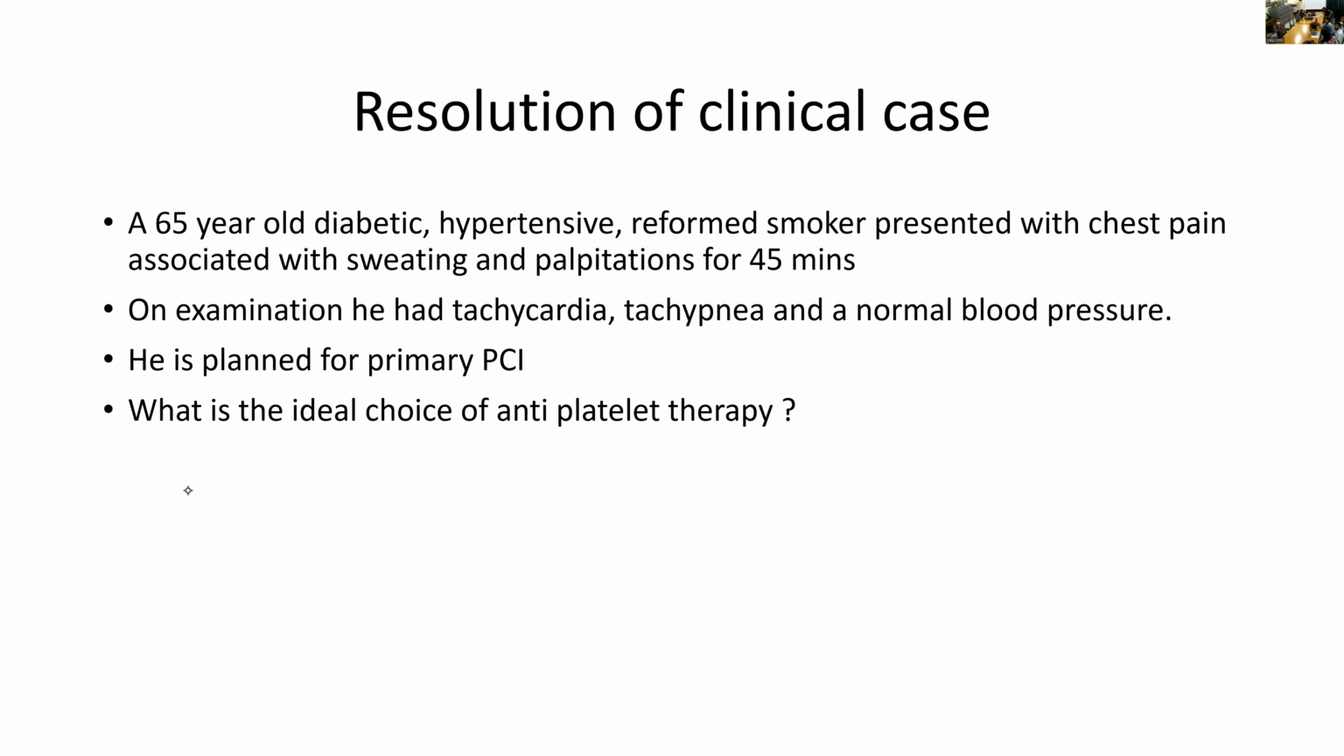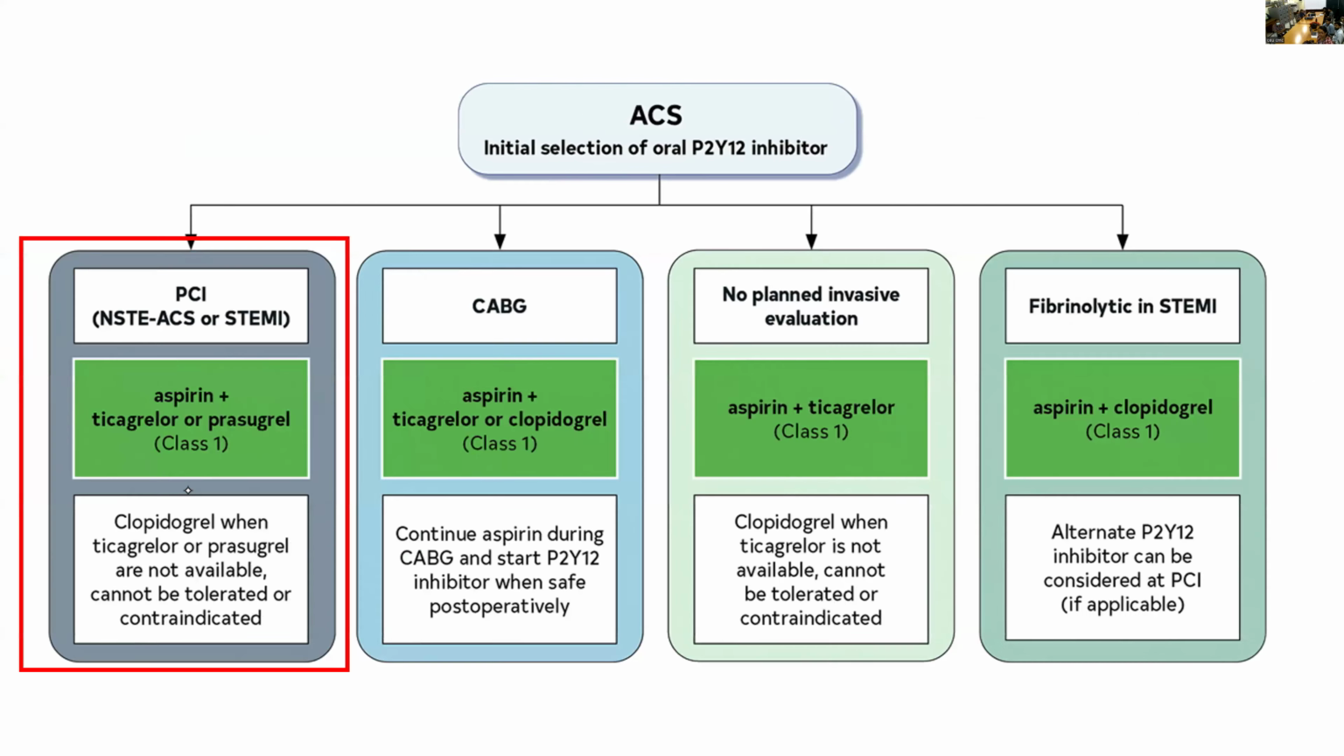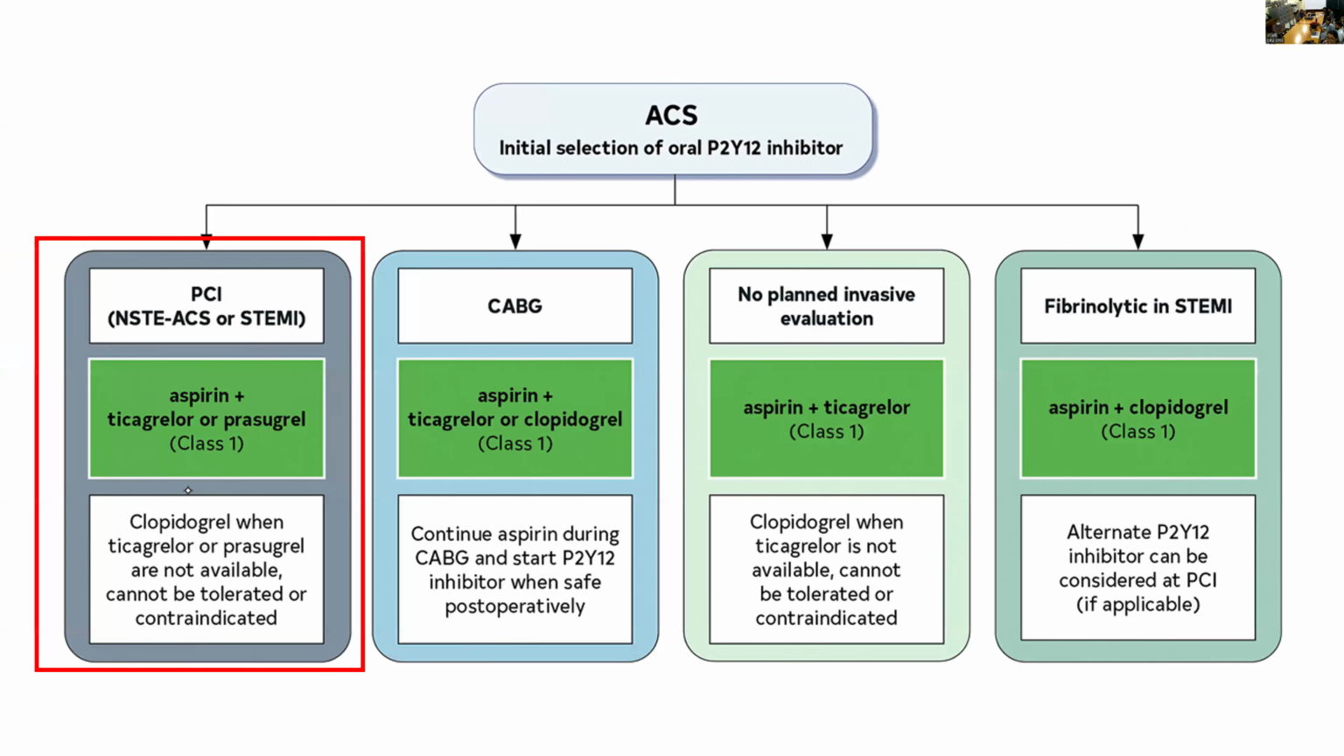For those who didn't come, we had an elderly man with all atherosclerotic risk factors who came with an acute inferior wall STEMI being planned for a primary PCI. And we were wondering what the ideal choice of antiplatelet therapy is. From the guidelines, we figure out that this is the answer. But having said that, is that what we would do?